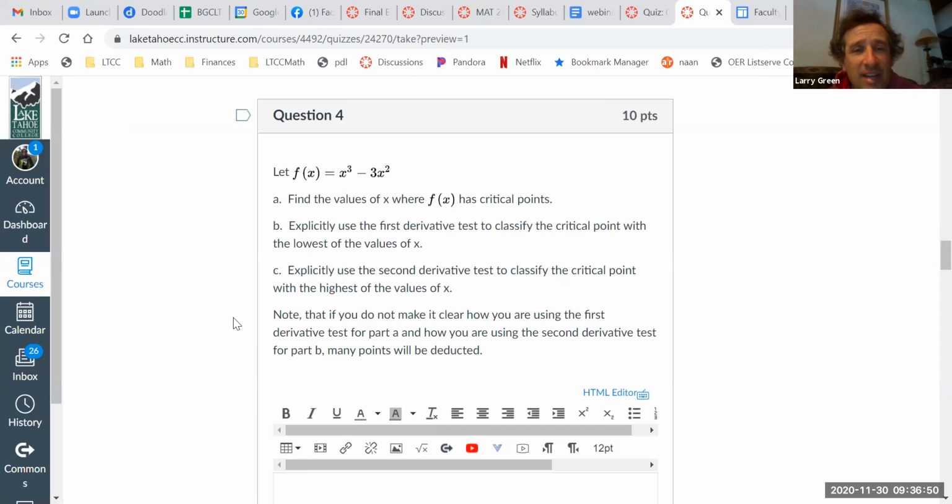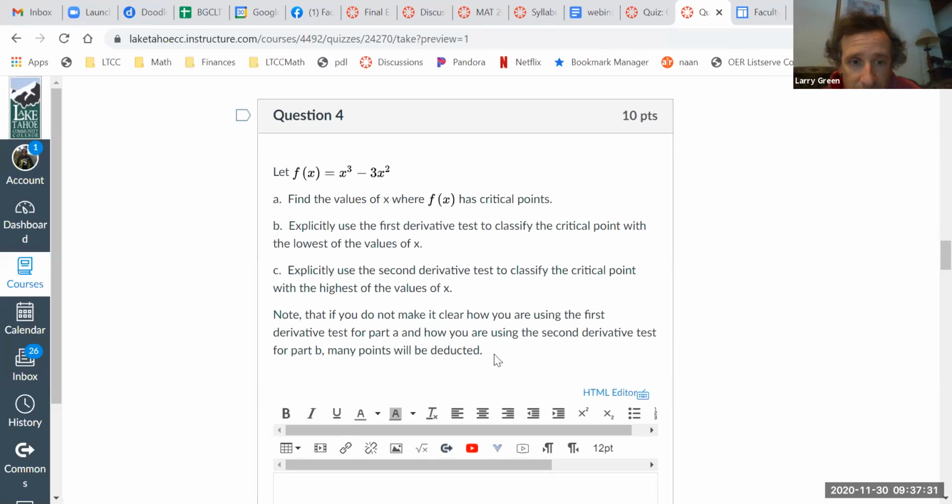Let's suppose f of x is x cubed minus 3x squared. Find the values where f of x has critical points. What am I looking for? If I want to look for where a function has critical points, what am I looking for? I want to set the derivative equals 0. Or undefined, but this is a polynomial. Polynomials are differentiable, period. So undefined isn't happening, but we need to find when the derivative is equal to 0. So let's go take the derivative, do the calculus.